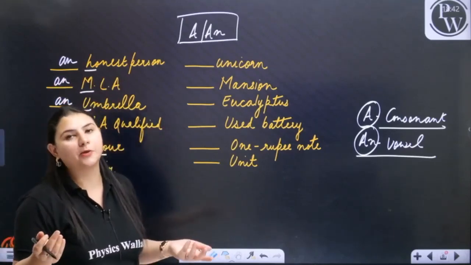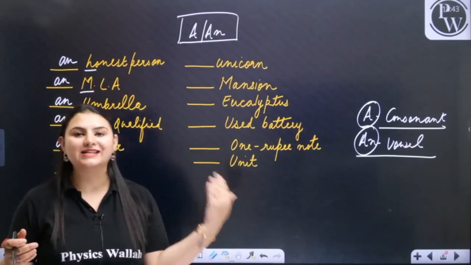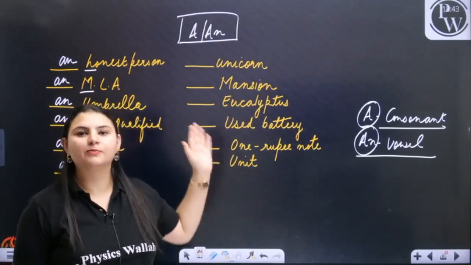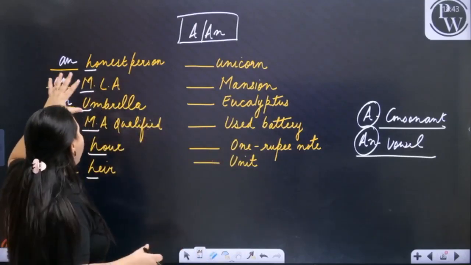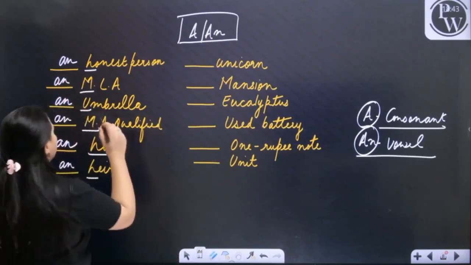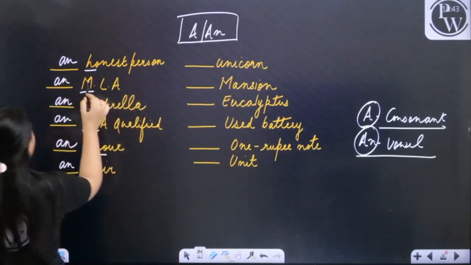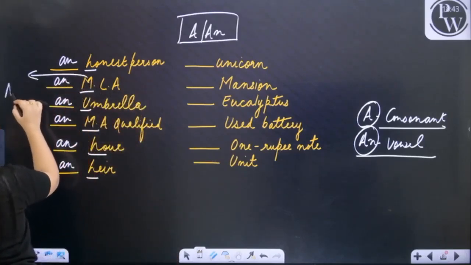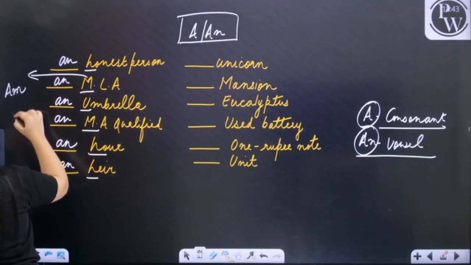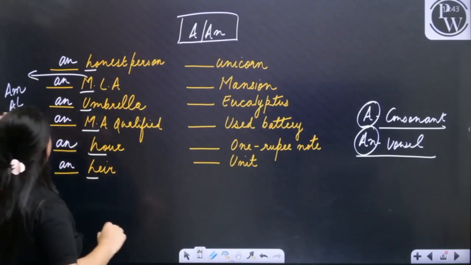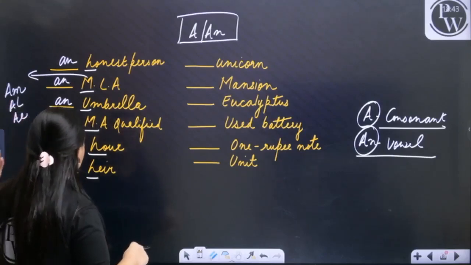H is silent here, and O is the sound of a vowel. That is why we put an before it. Now, MLA. MLA was also starting with M. You have to look at the phonetics. It is starting with MLA. Basically, the sound was MLA.